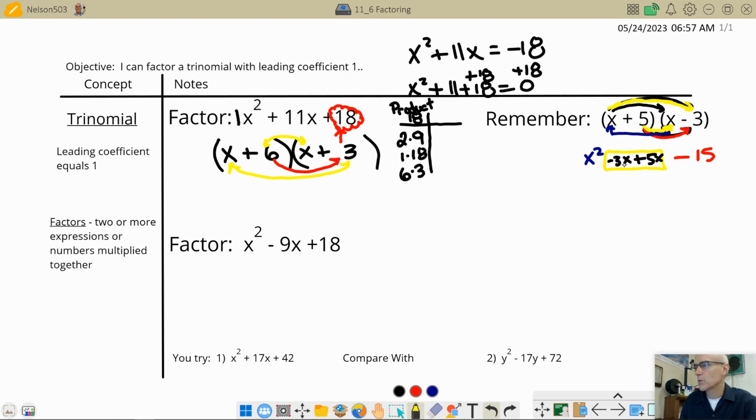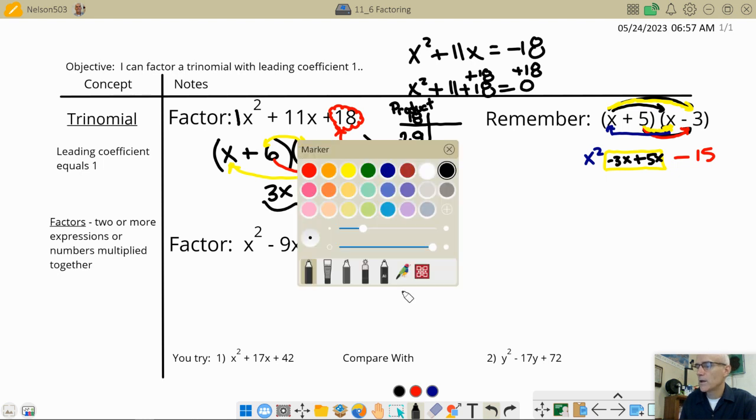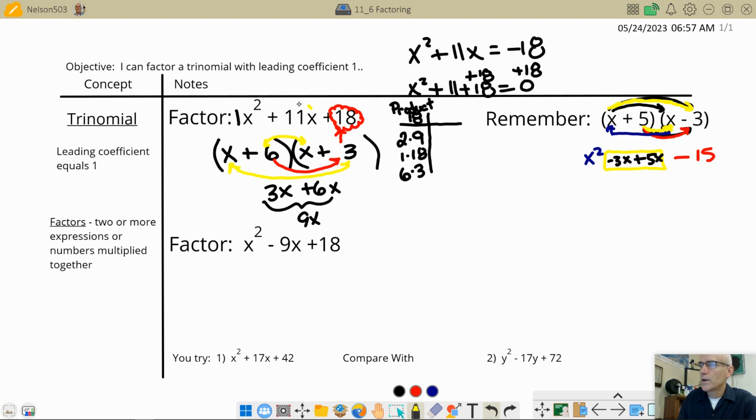And you might say, well, this is subtraction over here. Yeah, sometimes it's going to be subtraction. So what happens if I had 6 and 3? Well, I get 3x and I get 6x, and that gives me a total of 9x. But no, wait a minute. What did I really want in my problem? I wanted an 11x, right? I want it to be 11x.